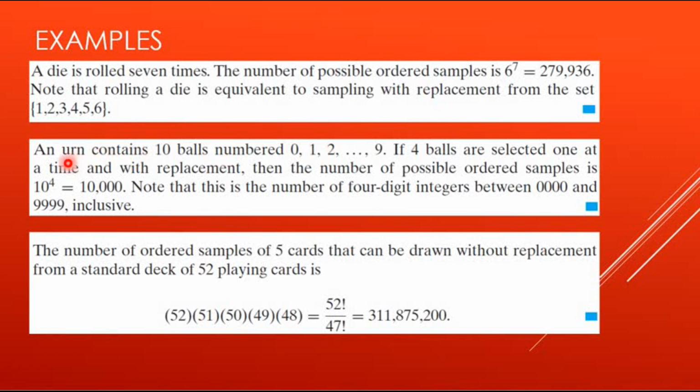Example: an urn contains 10 balls, numbered 0, 1, 2, up to 9. If 4 balls are selected one at a time with replacement, then the number of possible ordered samples is 10 to the power 4. Note that this is the number of 4-digit integers between 0 and 9999 inclusive.